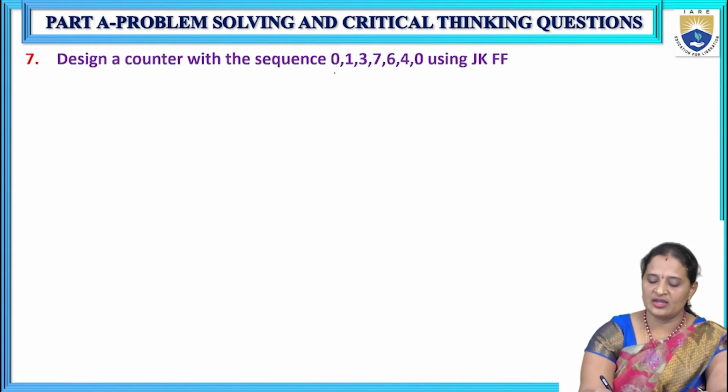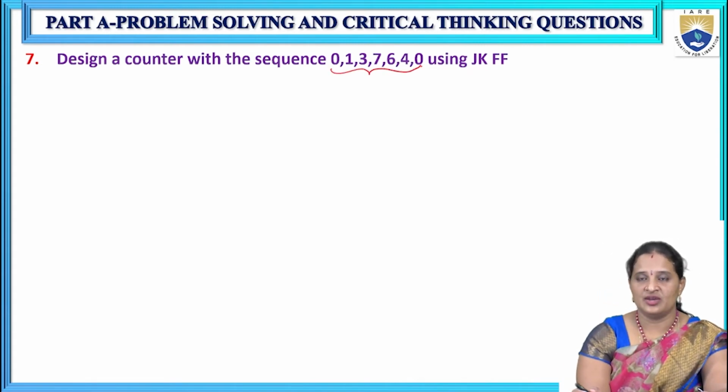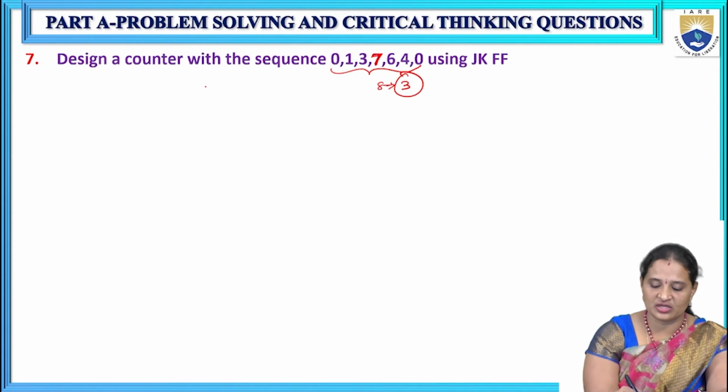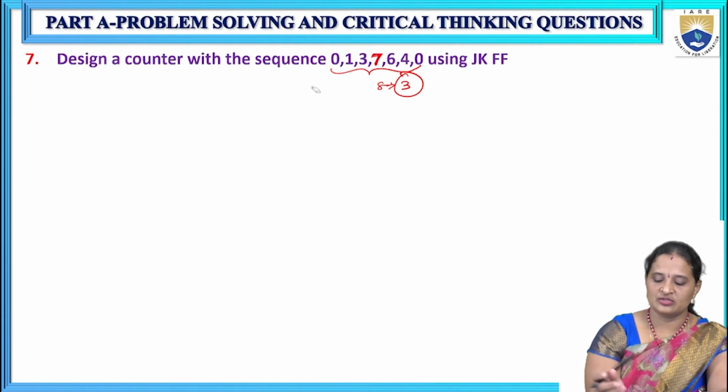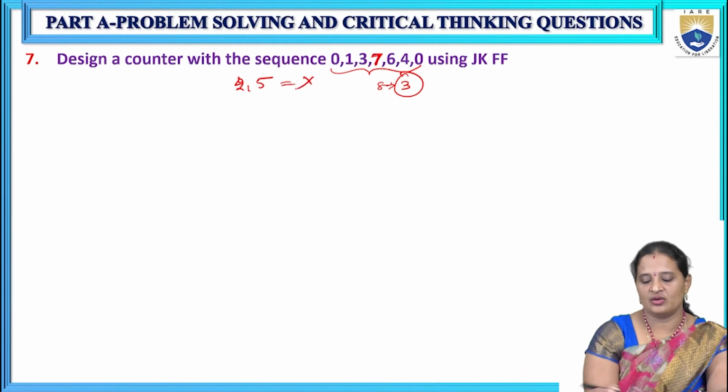Okay, so here it is having few states, whereas the maximum value that it can measure is 7. So that means what is the number of states I can consider? 8. So that means I require 3 flip-flops. So what are the remaining states? 2, 4, sorry, 4 is already there. So only 2 and 5. So these are not specified.